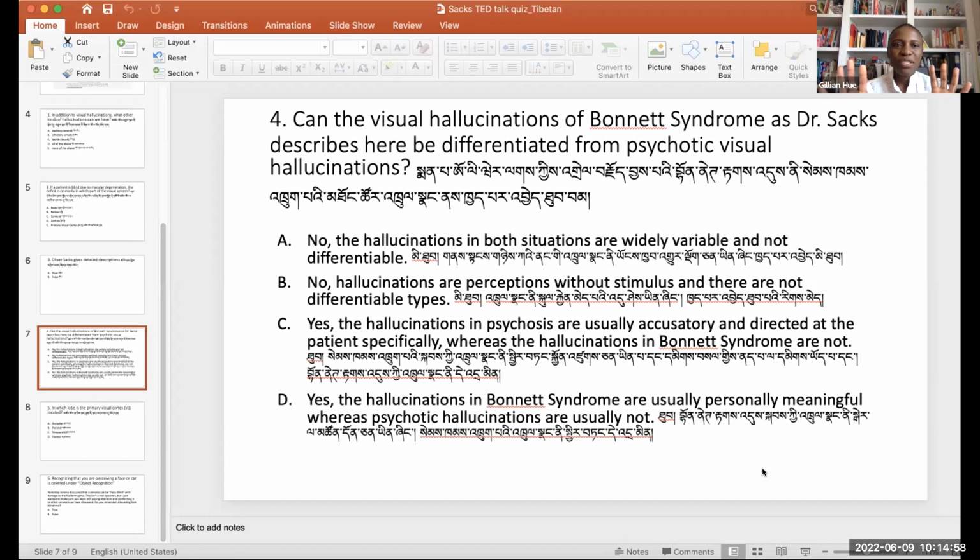Okay, so decide if your answer is A, B, C, or D. Talk at your table a little bit, and then let us see which one you agree on.